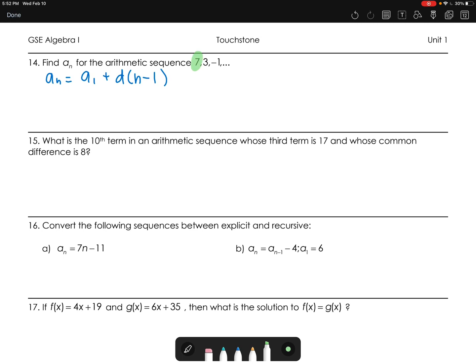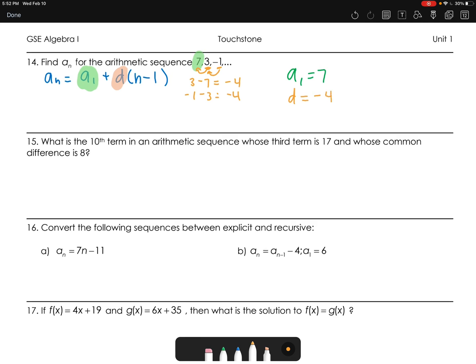So the things I need to find are my first term and my common difference. My first term is 7, so I'll go ahead and write that. A sub 1 is 7, and now I need to find d. Remember, we want to take our term at the right and subtract the term that comes before it. So 3 minus 7 is -4. Okay, let's do the next one. -1 minus 3 is also -4. So that tells me that d is -4.